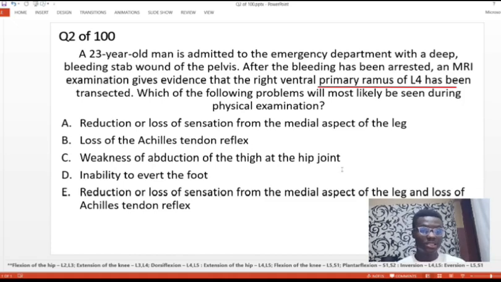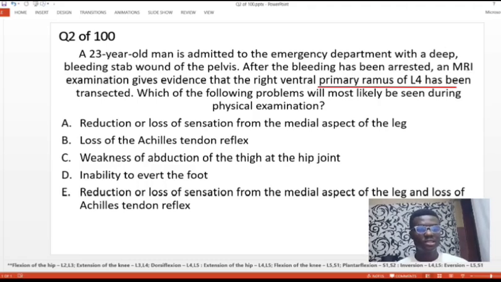So let's go through the question and check what we have. It said the right ventral primary ramus of L4 has been transected, and that is the only information we were given. Now let's discuss how L4 is going to affect the lower limb. L4 majorly innervates the medial aspect of the leg and the medial aspect of the dorsum of the foot. That is the major skin that L4 innervates, and the nerve that supplies those places is the saphenous nerve. The nerve roots of the saphenous nerve are L3 and L4, L4 being predominant.